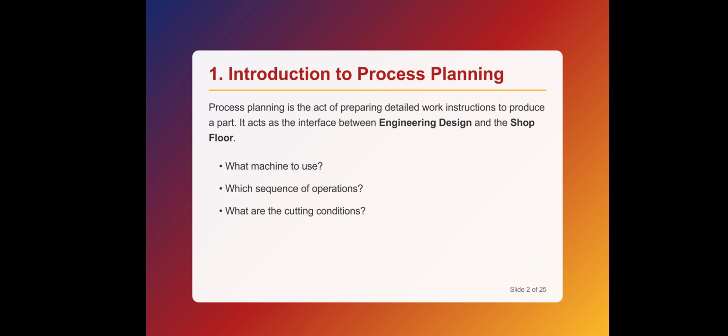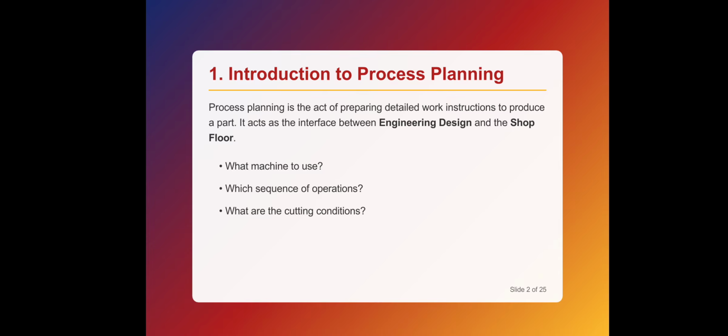So the process planning activities have several steps or specific activities to plan the specific product to get the required output. Coming to the introduction to process planning: process planning is the act of preparing detailed work instructions to produce a part. It acts as the interface between engineering design and the shop floor.